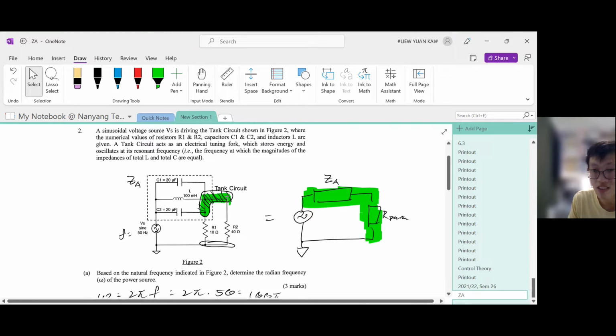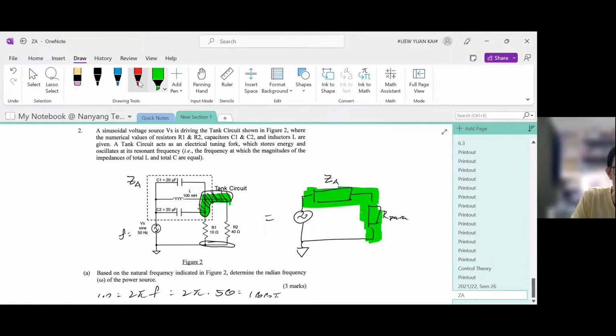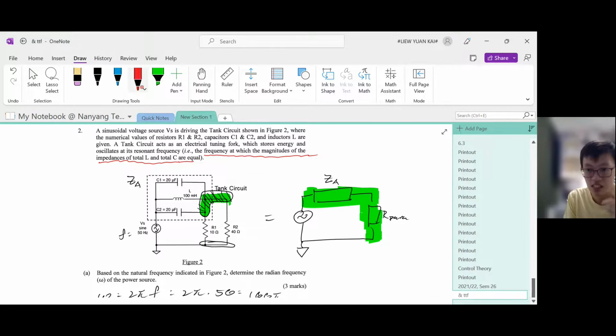In this question, I know there are different conditions that I've mentioned in the past tutorial, but this case is different, so read the question carefully. What did it tell you? Resonance frequency, the frequency at which the magnitudes of the impedance of total L and total C are equal. So this is the condition for resonance in this question. It's different from the tutorial, so don't mix them up. Follow what the question tells you.